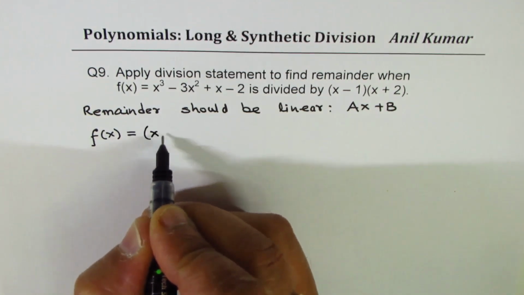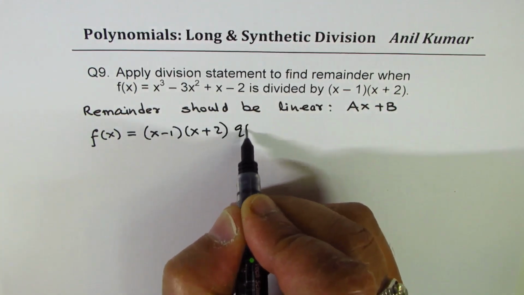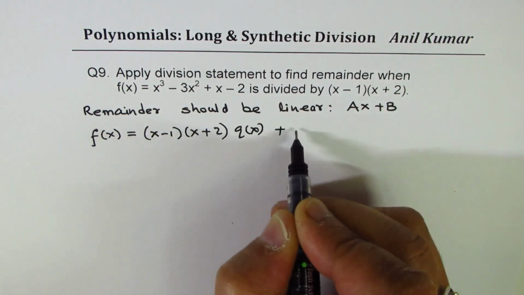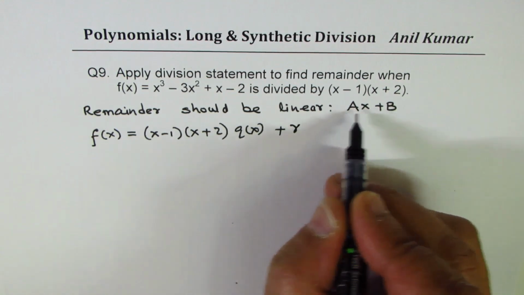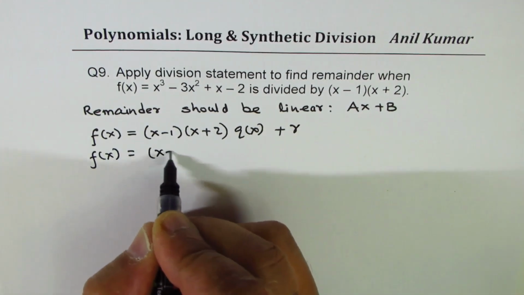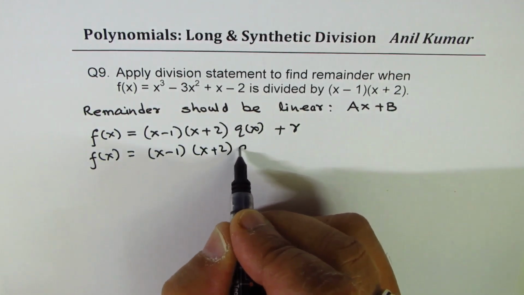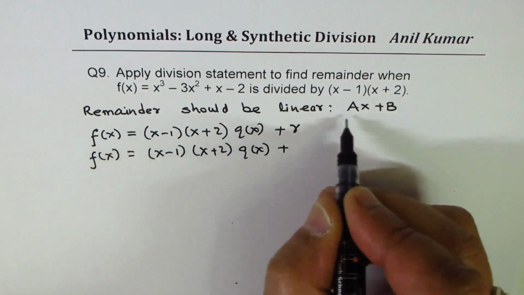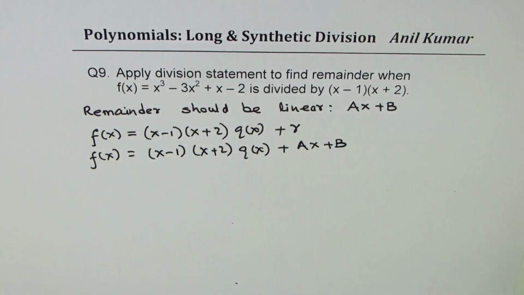Then we could write this as x minus 1 times x plus 2 times some quotient q of x plus the remainder r. Now that remainder is ax plus b, right? So we are saying f of x is equal to x minus 1 times x plus 2 times some quotient q of x plus the remainder ax plus b. Does that make sense to you, right?